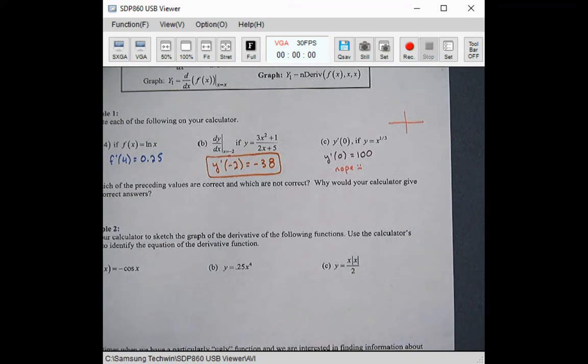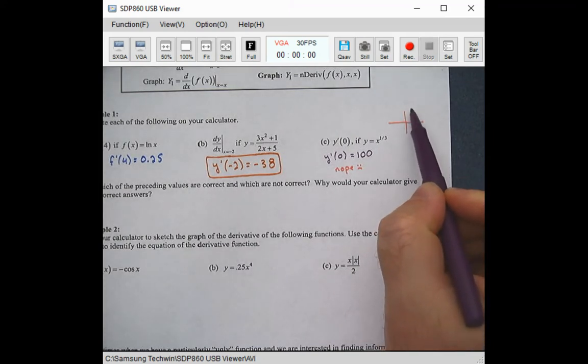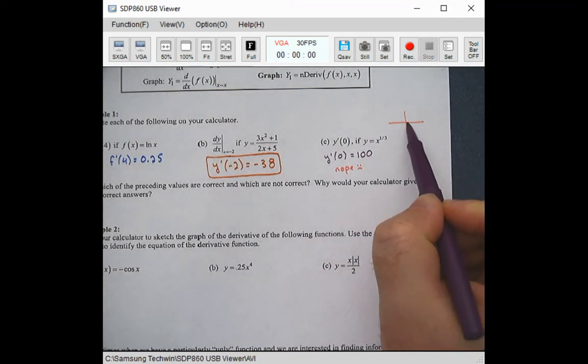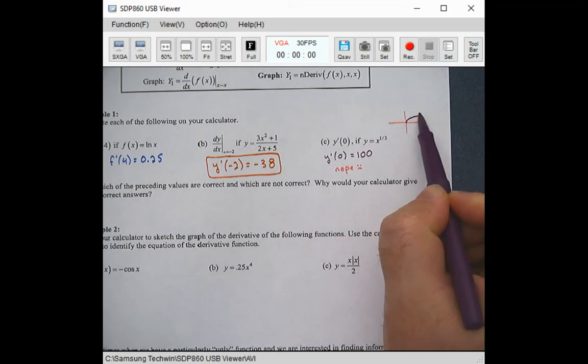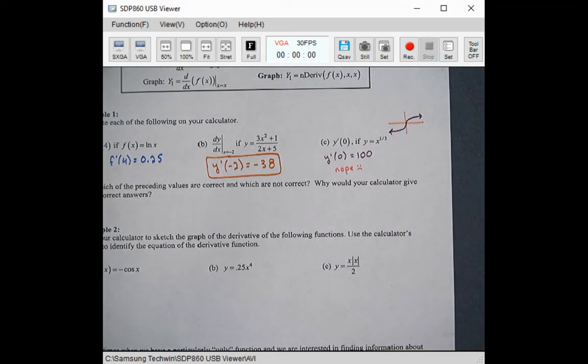All right, well, hopefully you drew it. Here's how I think about x to the 1/3. It's the inverse of x to the third. So x to the third looks like this. The cube root, the inverse of that, is going to look like this. It's going to be going sideways instead of up and down.